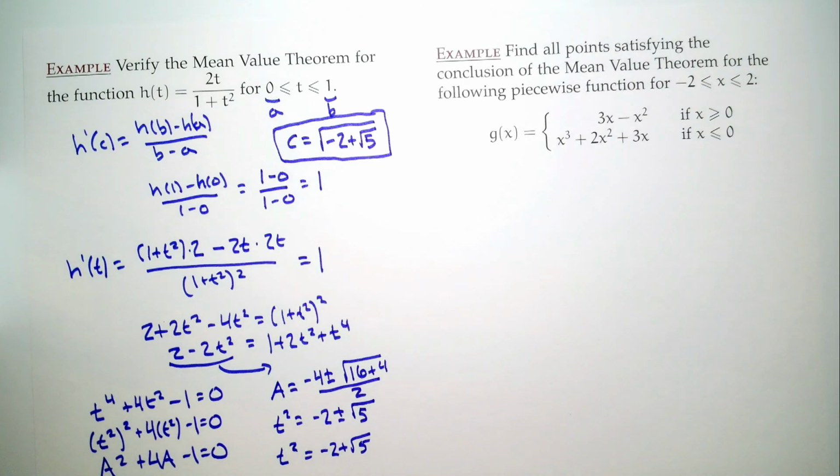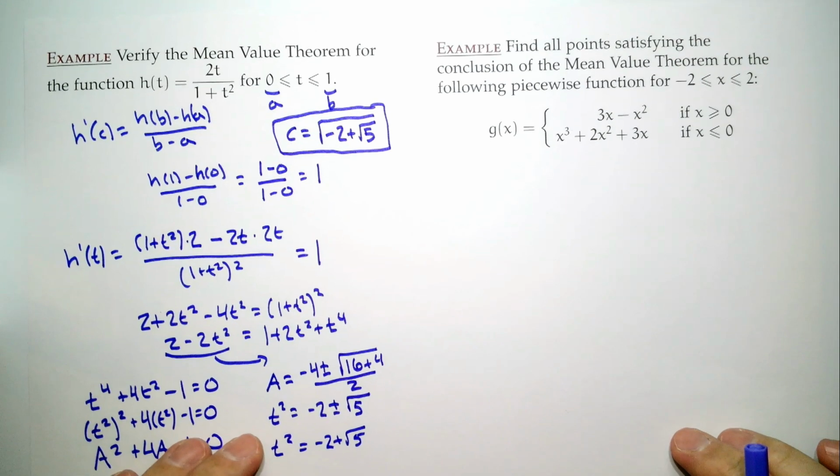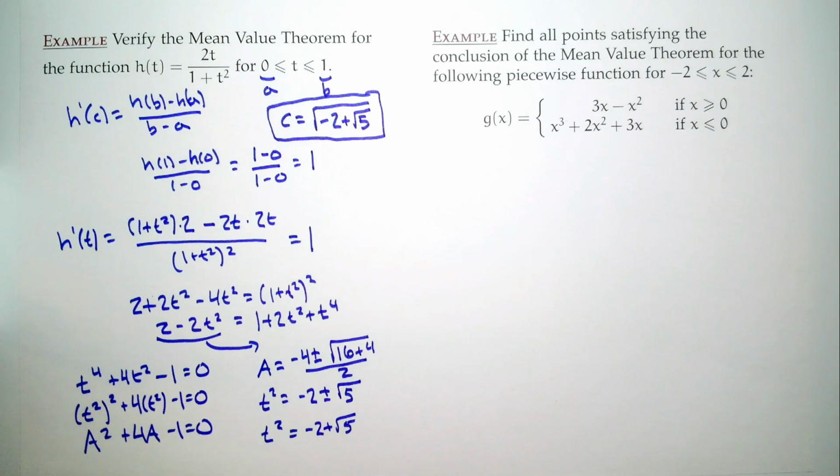Okay, well, let's try another one. Find all the points. Well, that means there might be more than one. Find all the points satisfying the conclusion of the mean value theorem for the following piecewise function, negative 2 less than or equal to x less than or equal to 2. Now, we have a piecewise function. We look at the two pieces. The 3x minus x squared, we're cool with that piece. The x cubed plus 2x squared plus 3x. Again, a beautiful function. But what are we worried about?